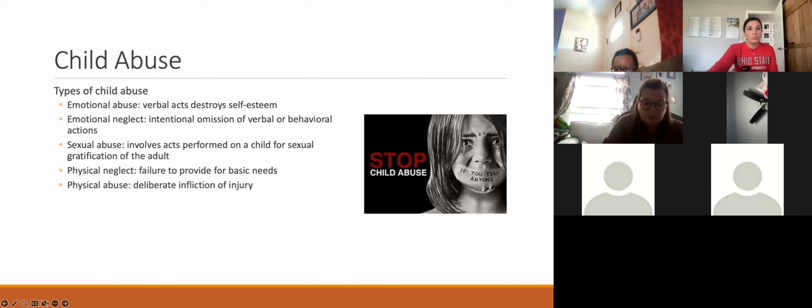Understanding the different types of abuse. So we've got emotional abuse where we're tearing down that child's self-esteem verbally. We have emotional neglect where we're intentionally omitting attention to the child. So we're refusing verbal or behavioral actions with this child. That's going to be your neglect. Sexual abuse is any act that is performed on a child for gratification of the adult. And then physical neglect is going to be failure to provide for their basic needs. So that's Maslow's hierarchy. Physical abuse is deliberately inflicting injury, so physical harm on someone.